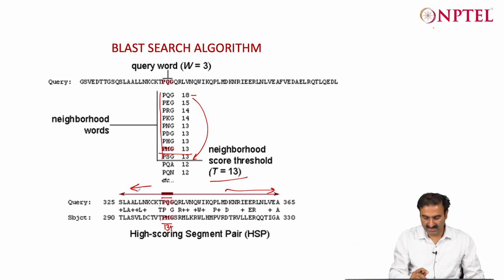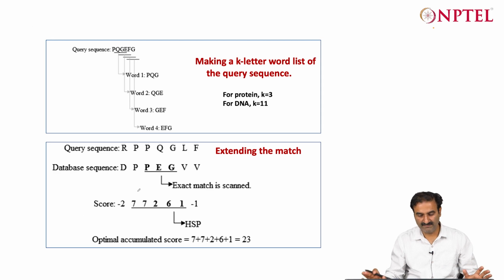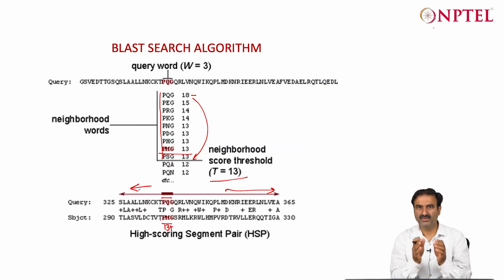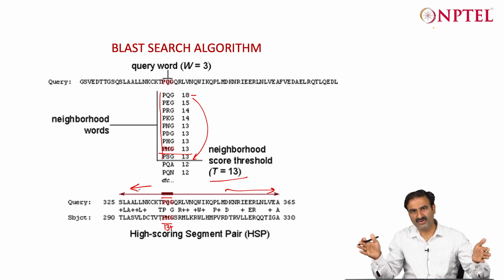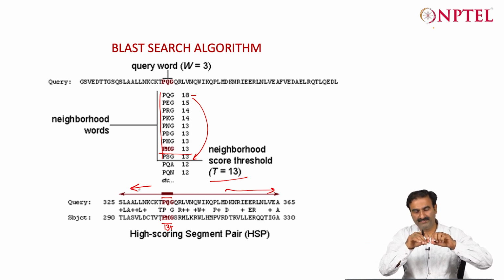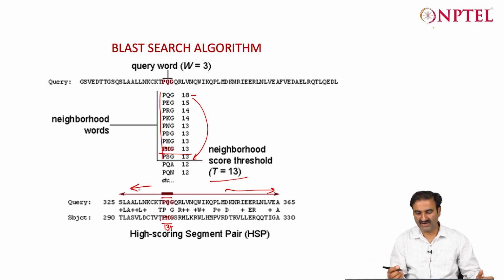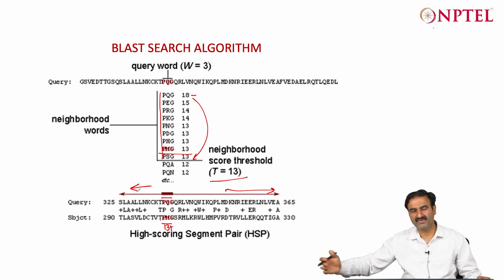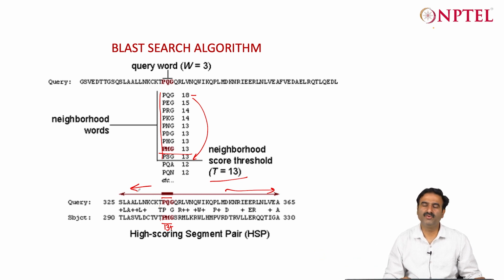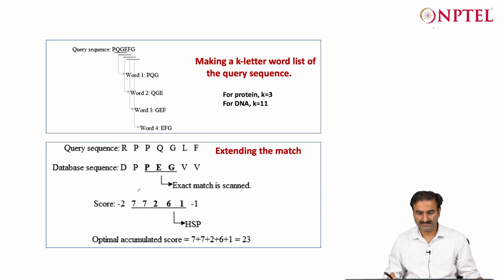And this is called the high scoring pair. A high scoring pair is nothing but extending the match in both directions, and you keep on extending till you are not able to find further matches, or there are significant gaps or unaligned regions in the two sequences.